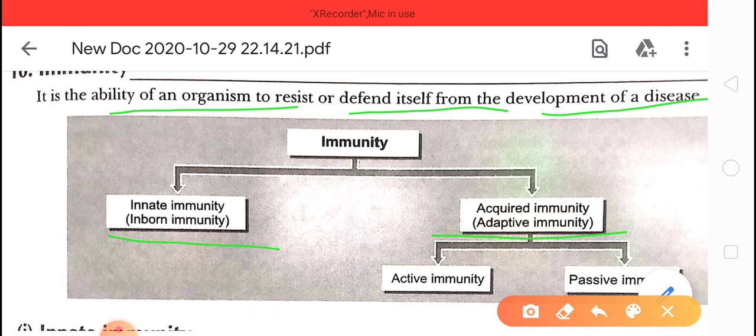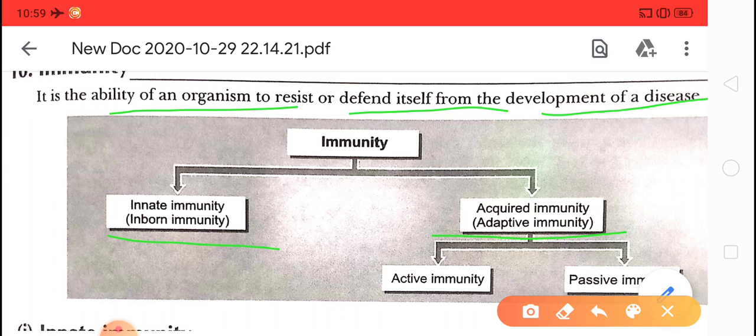Second is acquired immunity. Acquired means adaptive. If some pathogen attacks our body, then our defense system, our immune system, generates antibodies against the pathogen, and they kill the pathogen. This type of immunity is called acquired immunity. It is pathogen specific. When the pathogen is encountered, then it is generated. But innate immunity is not pathogen specific, it is non-specific.